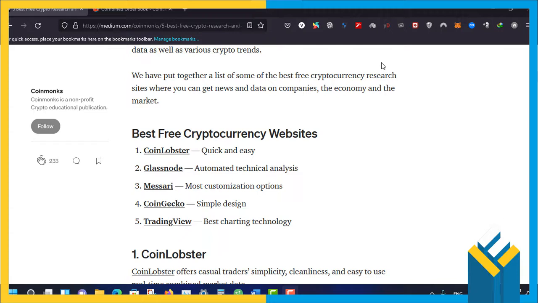Today I'm going to introduce you to 5 best free cryptocurrency research websites and tools, which are introduced on the very common and interesting website called medium.com. The first website is called CoinLobster.